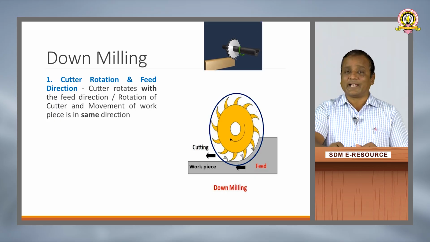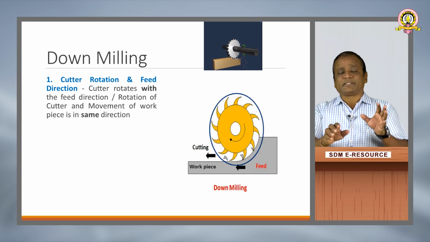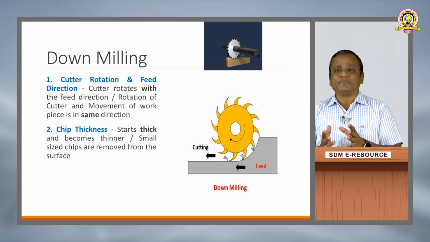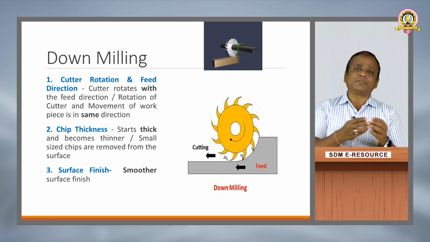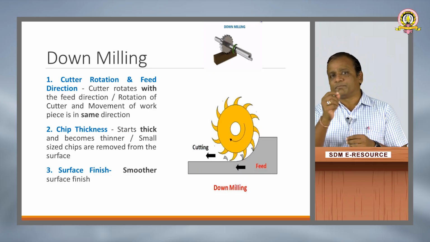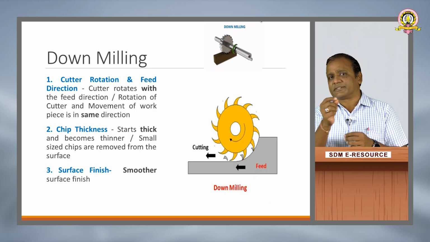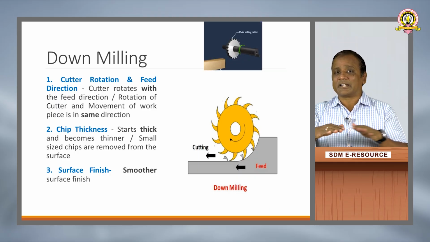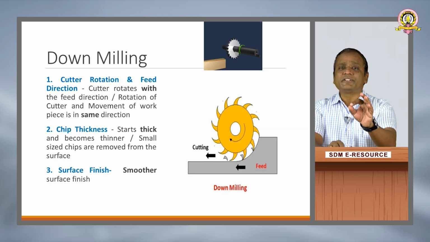By doing this, the thickness of the chips, as you could see over here, goes from the thicker size to zero. Thenceforth, small sized chips are removed from the surface, and the surface is said to be finished. Here, the surface that we could make out is a finished surface.